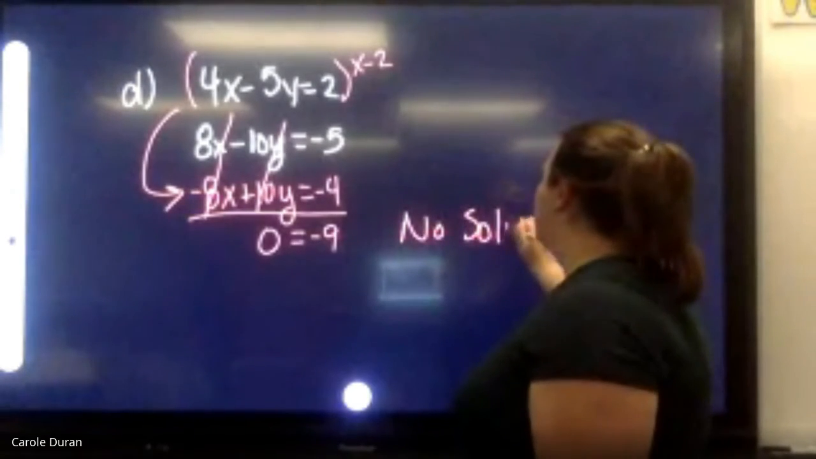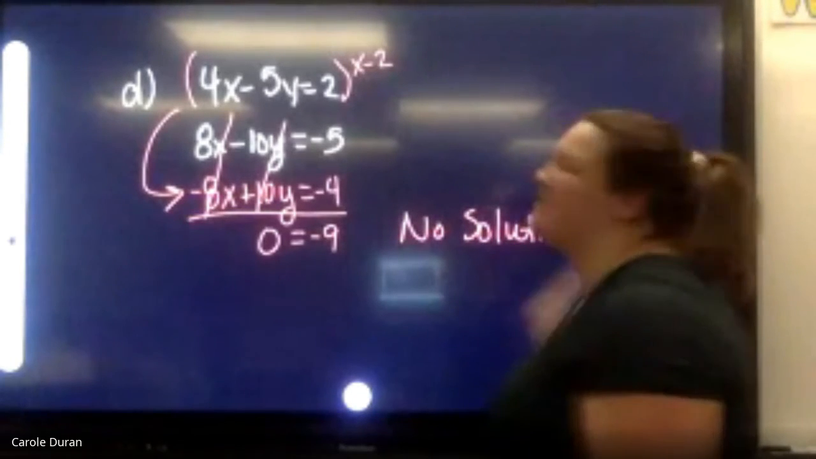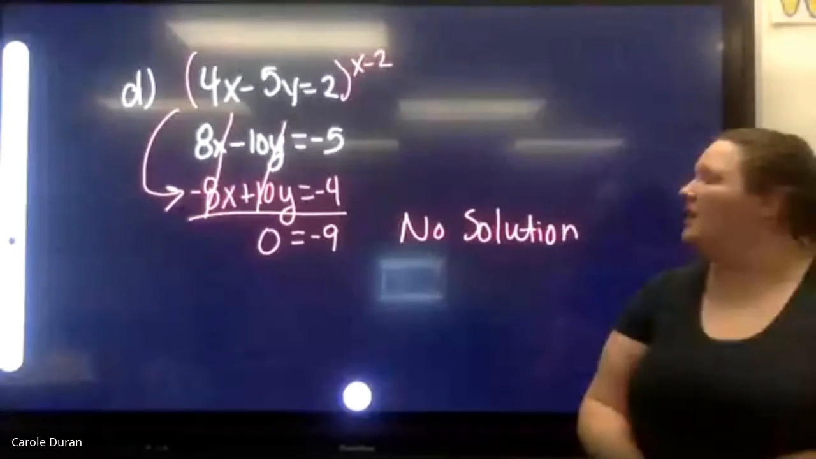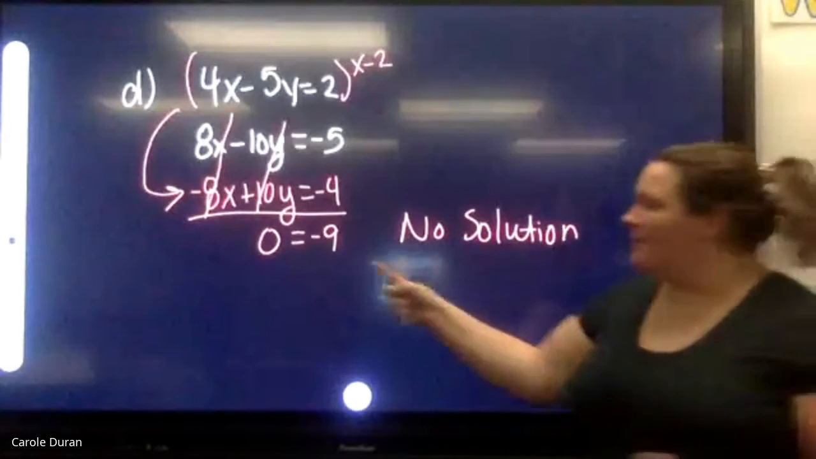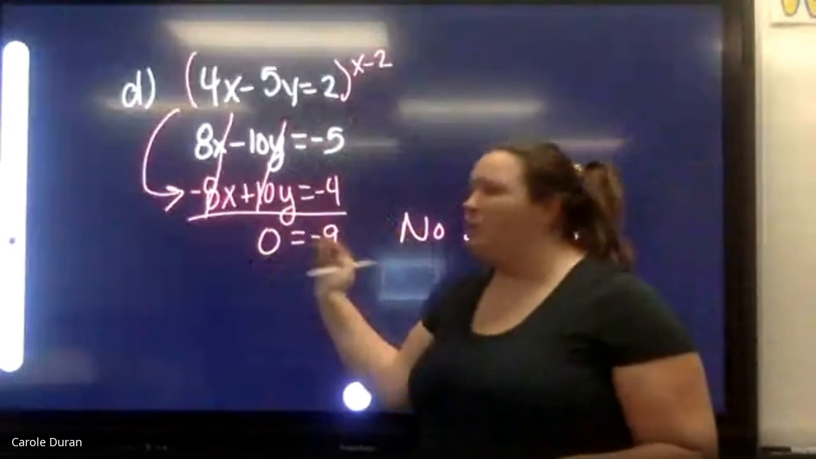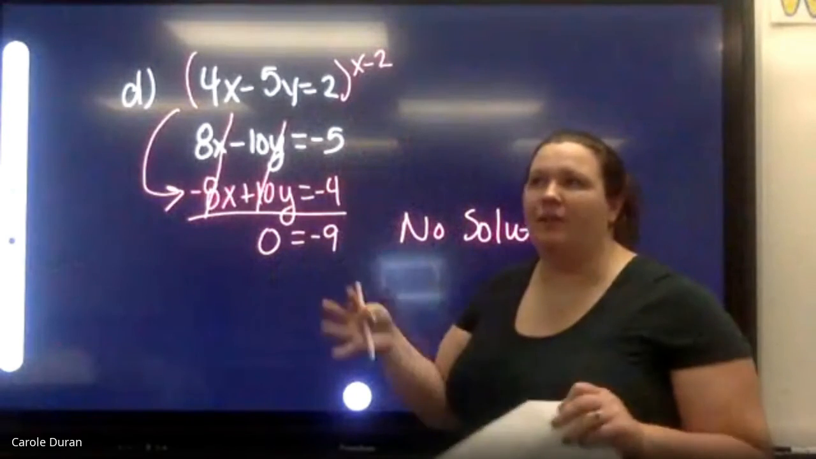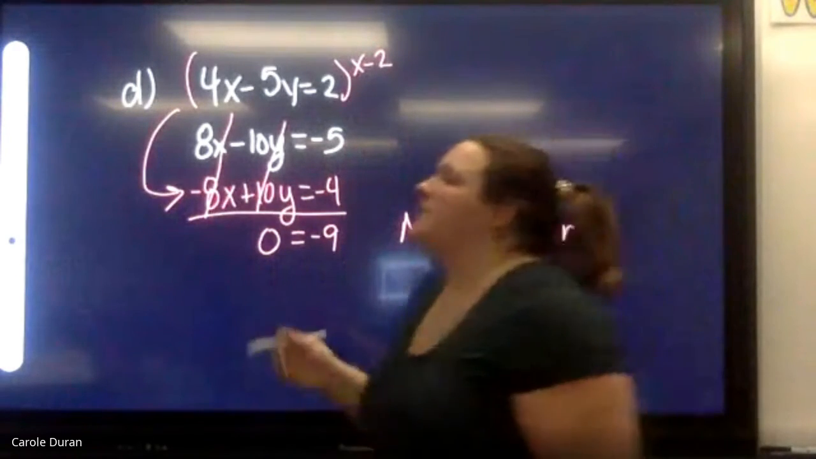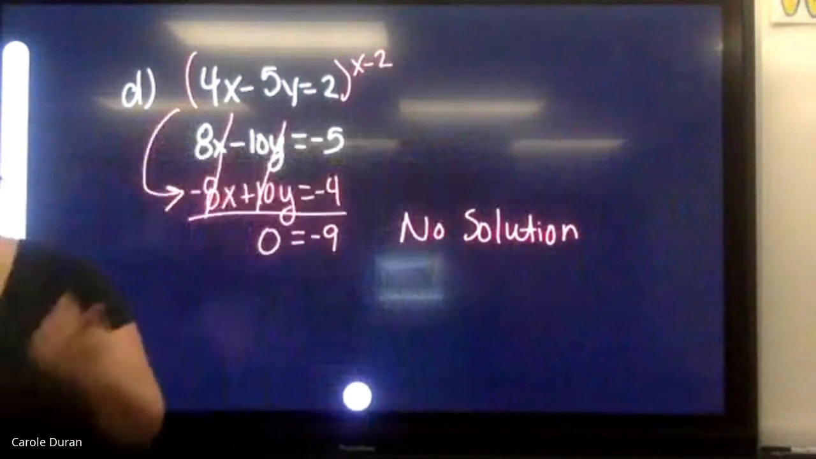We're not guaranteed a solution, and if we are, we're not always limited to one. It could be an infinite number of solutions if I got 0 equals 0 here. Or if I had gotten like x equals 1 and I take it and plug it back in and solve for y, then I have one solution. So we're not limited to actually having a solution or having just one.